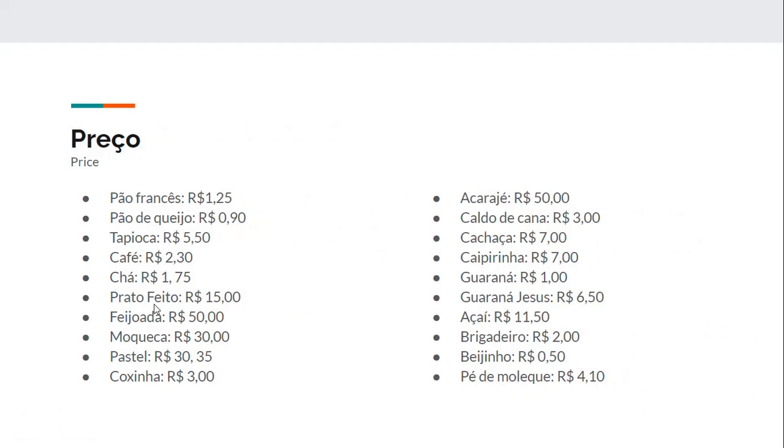Alright, so here we have basically the prices that the students said during the lesson. So I'll be reading with you guys the numbers just for you to get used to how we pronounce and how we say the Brazilian money, Brazilian price.